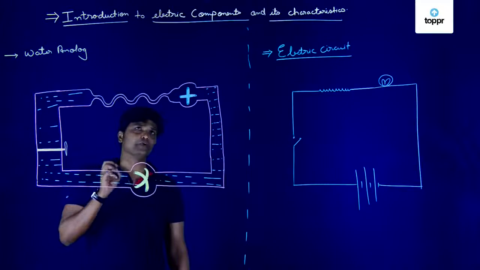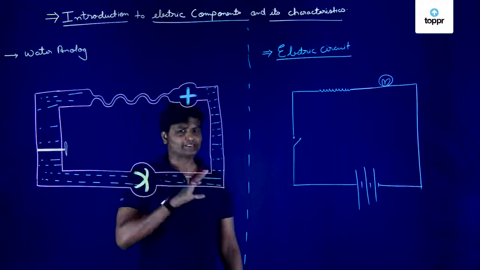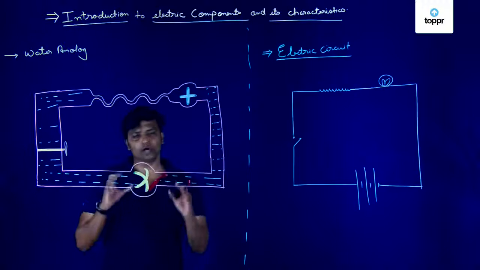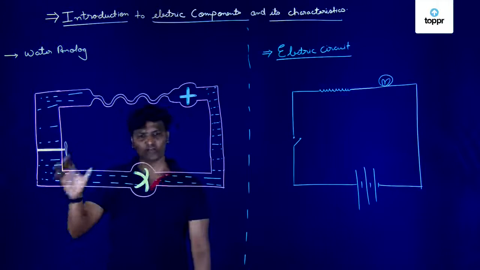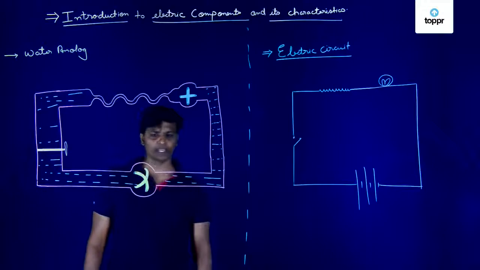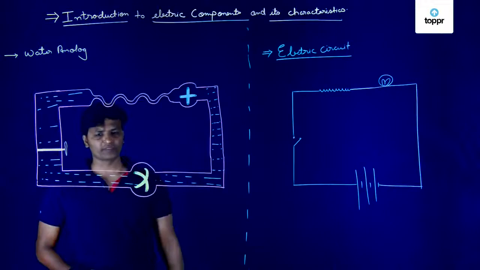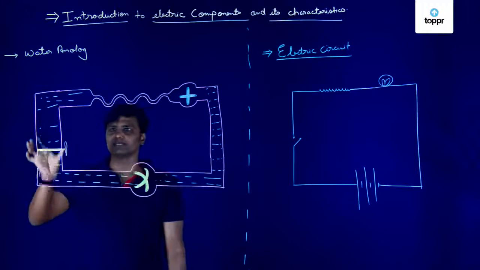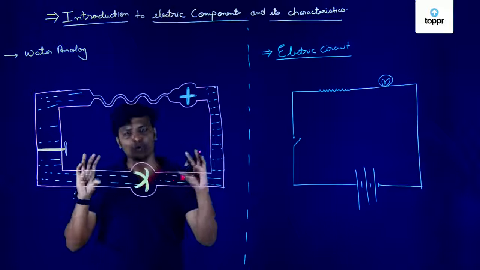Let us have ourselves introduced to some basic electric components and its characteristics. Now to understand this, we are going to use something which is called as water analogy. Okay. Now look at this construction very carefully. This is a pipe in which the water is already filled.